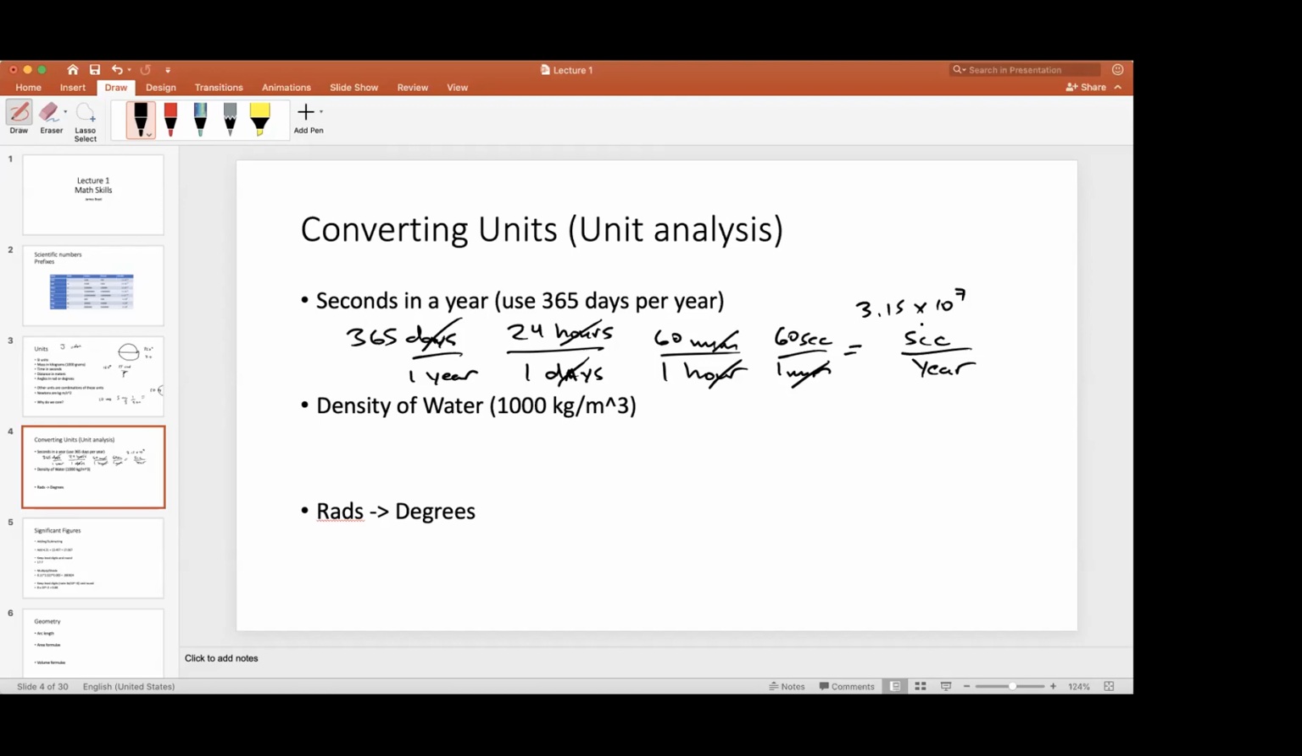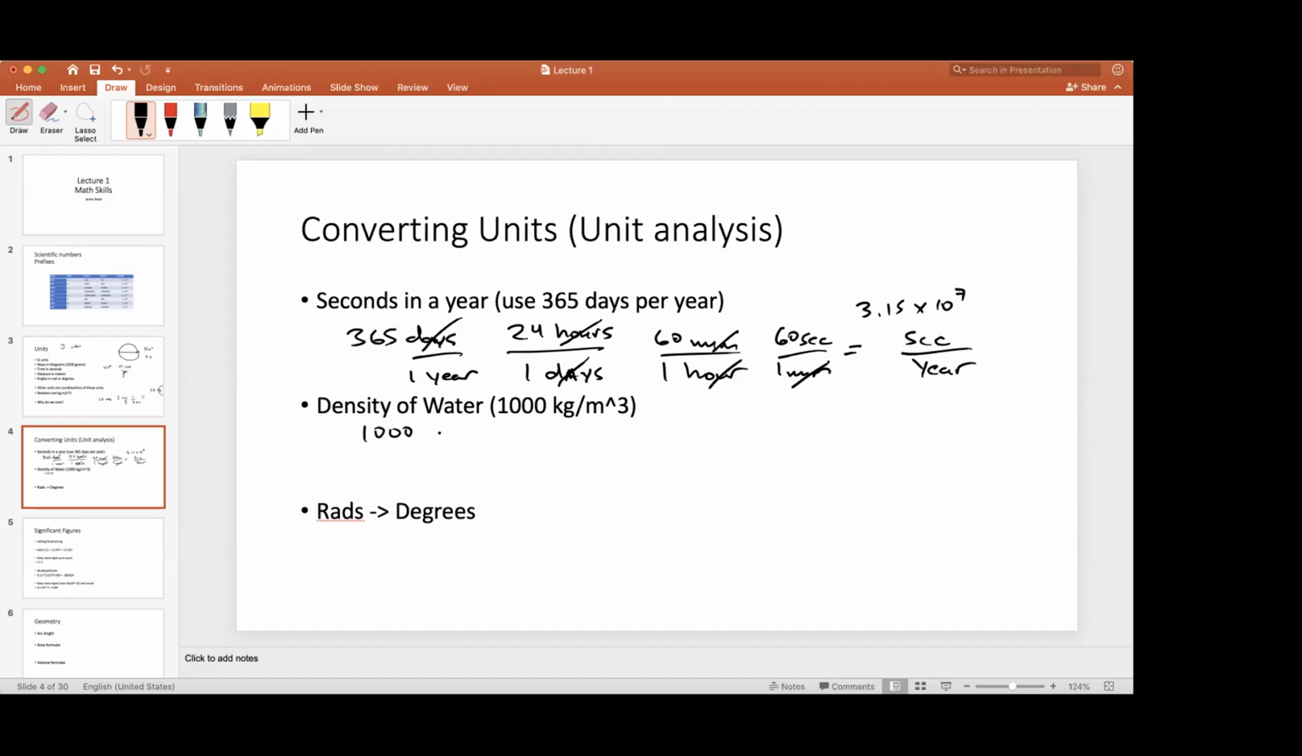Let's do another one really fast. Density of water. So the density of water is 1,000 kilograms per meter cubed. Another way to remember it is that it's 1 gram per milliliter. So we're going to talk about that. Let's show that this is actually 1 gram per milliliter.